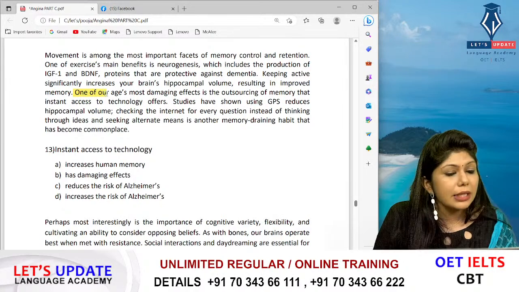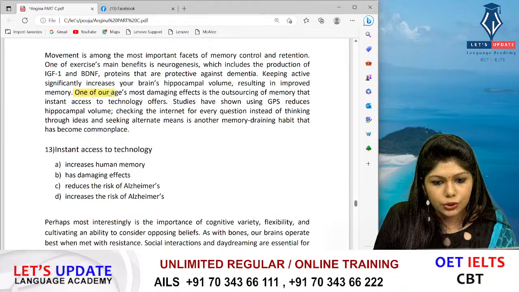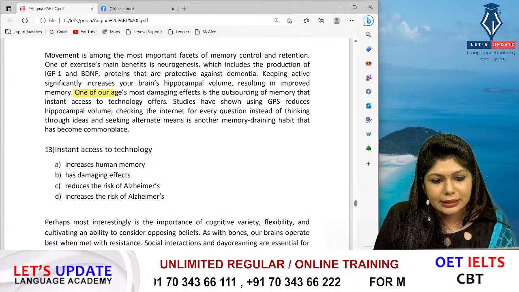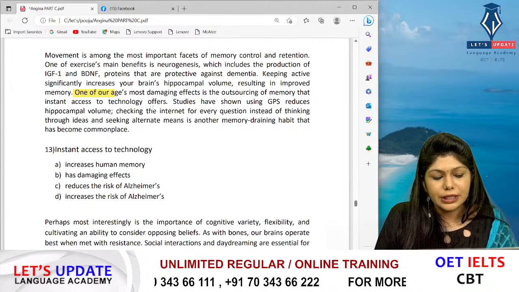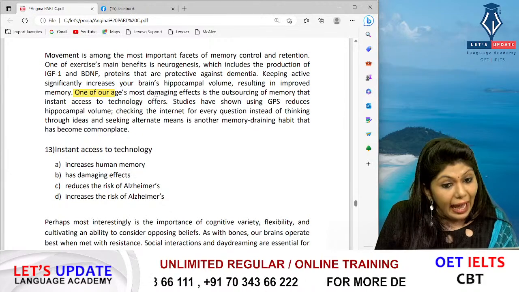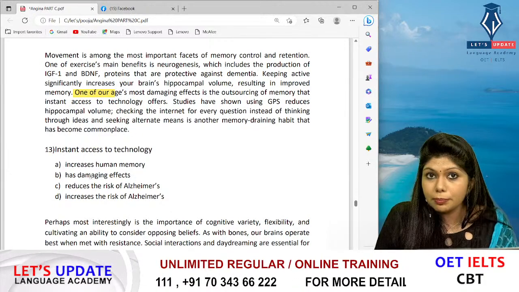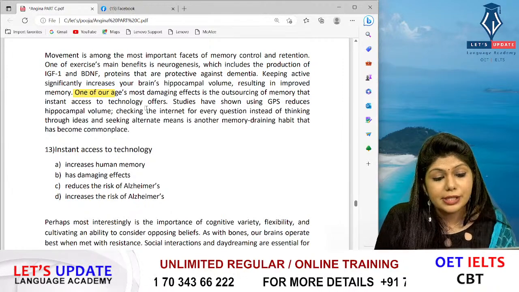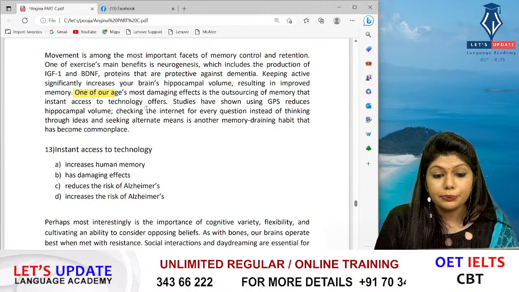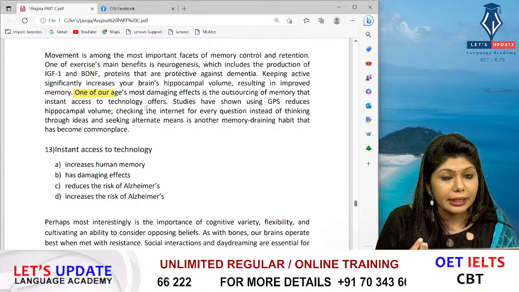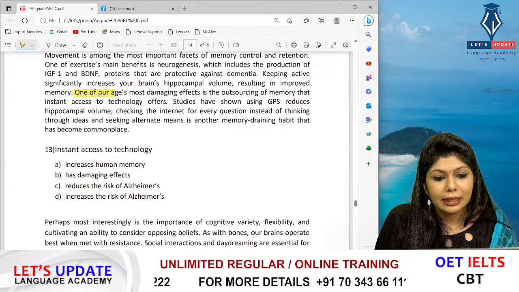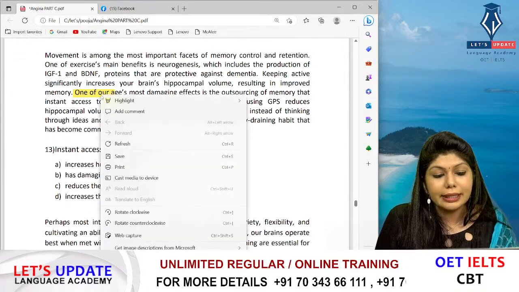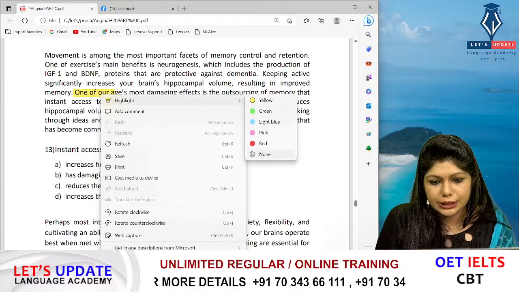One of our eight's most damaging effects is the outsourcing of memory that instant access to technology offers. So, damaging effects, look at that option B. You have this option as damaging effects. So, what is mentioned about damaging effects? That is, outsourcing of memory is mentioned as damaging, bringing about damaging effects, not instant access to technology.